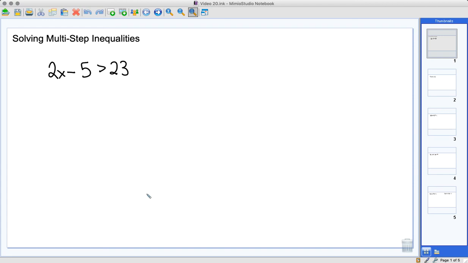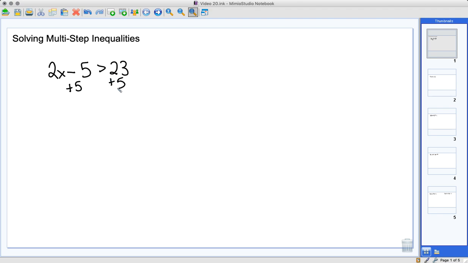So this chapter we're going to talk about solving inequalities. So you're going to use the same skills that you used when we solved equations. We're just going to take it one step further. Okay, so notice the only difference between what this looks like and what we've seen before is it has a greater than sign instead of a less than sign. Okay, so you solve this the same way.